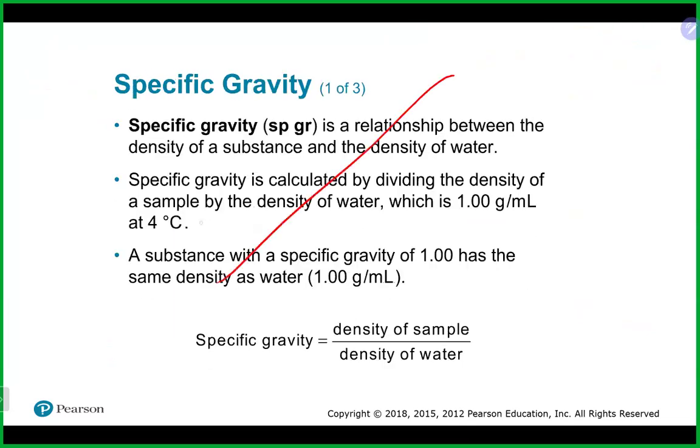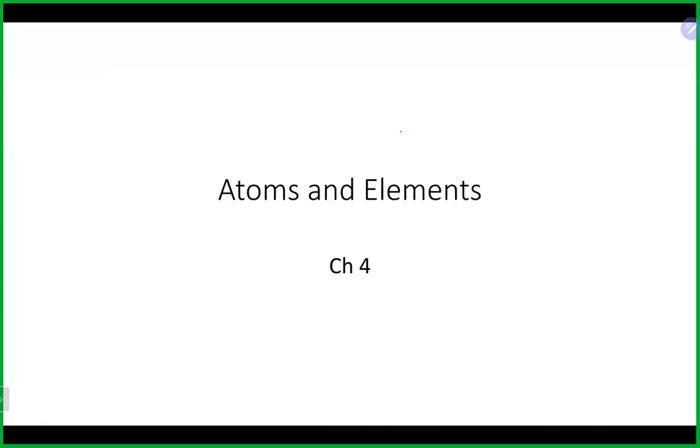That is specific gravity. And it has an X on it, so clearly we're not going to do it because somebody put an X on it, so we're just not going to worry about that. So we're going to continue on here.